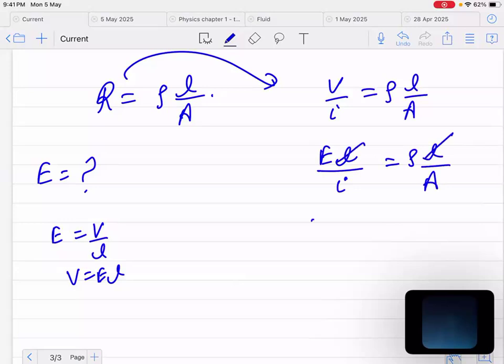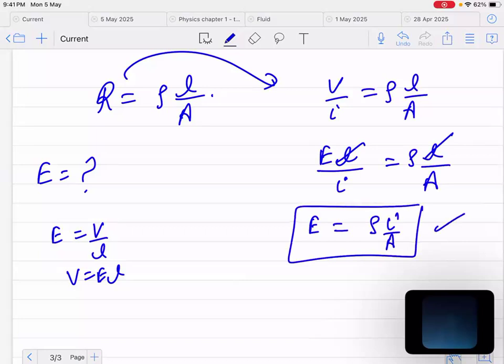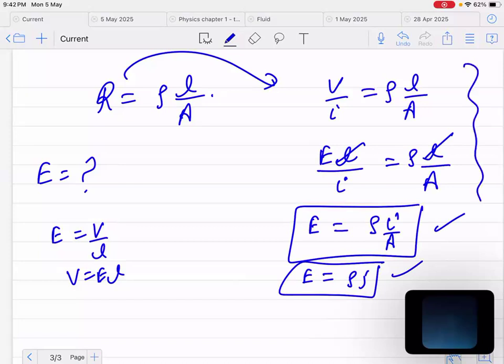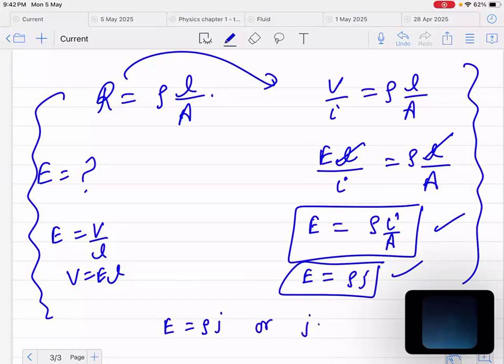Cancel. So E is rho I upon A. The same thing. Now I upon A is J. So it's just one or two lines. These lines you should memorize always, because in the exam you will confuse whether it is E is equal to rho J or whether it is J is equal to rho E. You will confuse definitely, I'm sure.